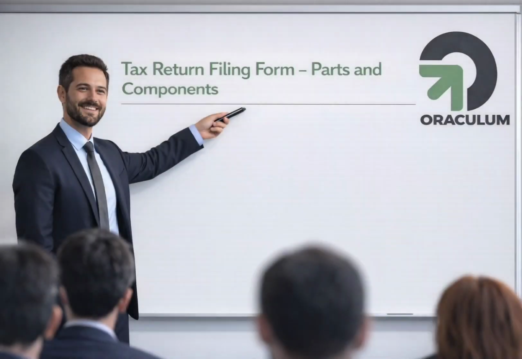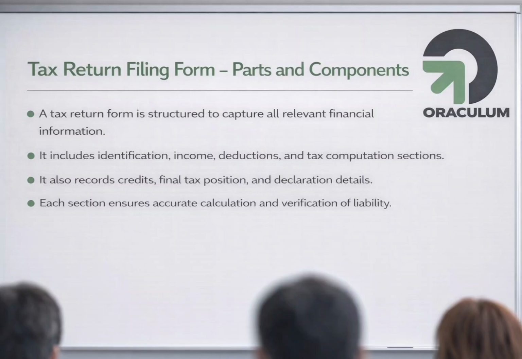Tax return filing form, parts and components. A tax return form is a structured document used to report income, deductions, and tax liability. It includes identification details, income reporting, deductions and adjustments, tax computation, credits, final tax position, and declaration. Each section ensures that the tax authority can verify accuracy and determine liability.